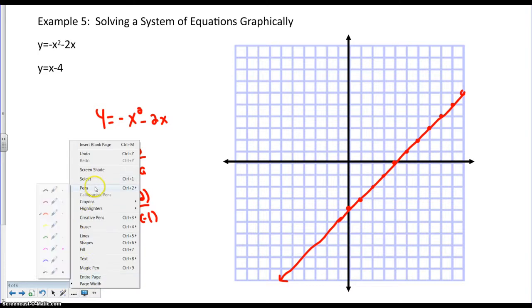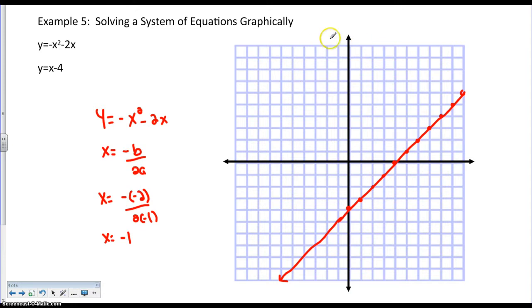So what I'm going to do is change my color because I'm changing my equation. I'm going to draw my axis of symmetry right here at negative 1. So we'll just do a dashed line here. So there I go.